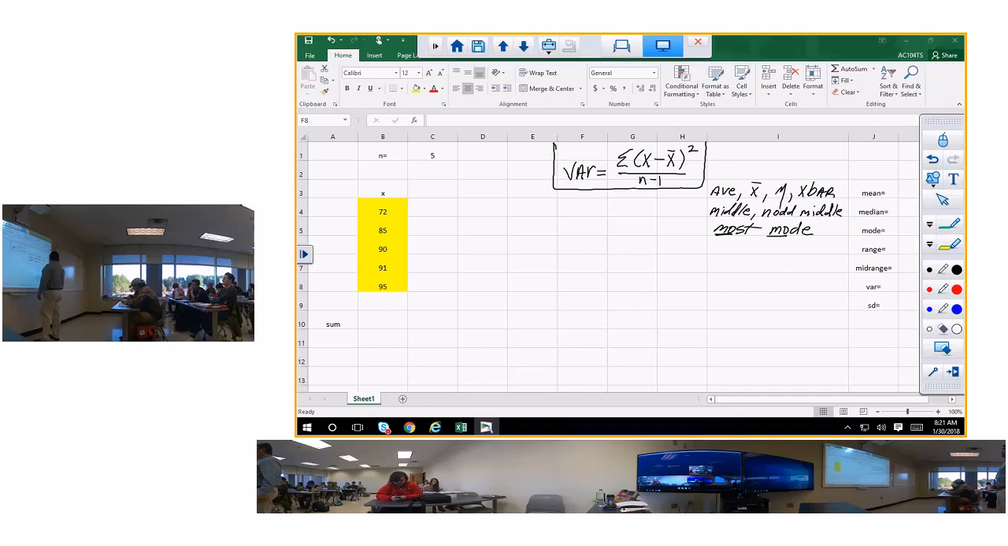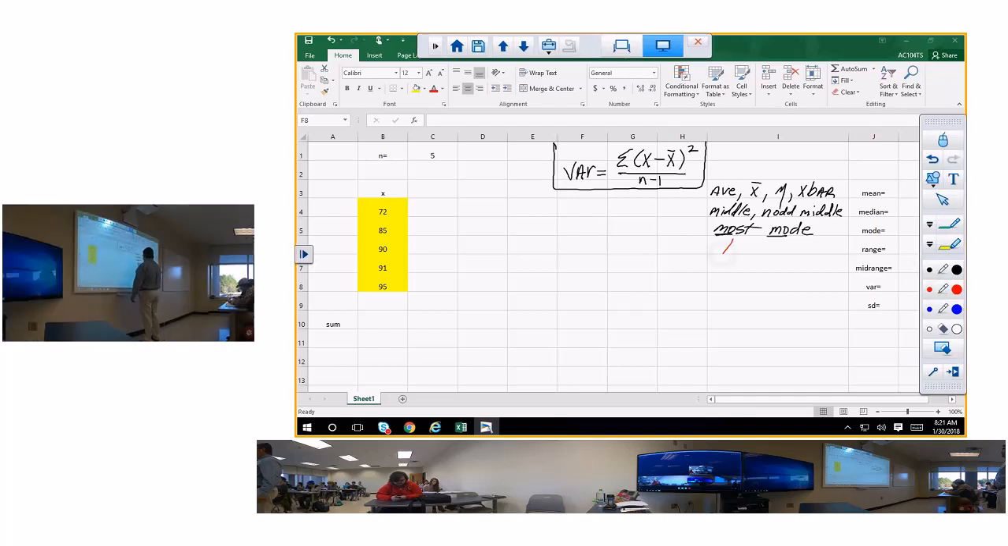Range. What's the range? Highest minus the what? I don't know why. That is the wrong button. Let's see. Highest minus the lowest.